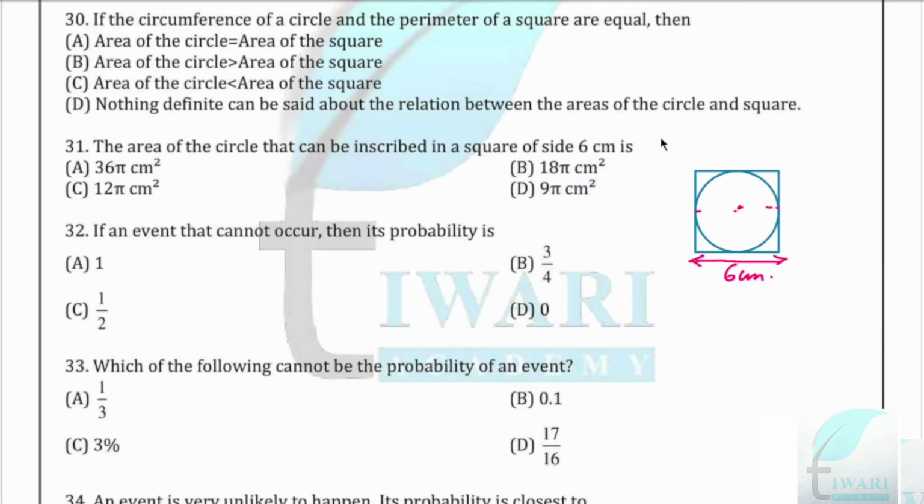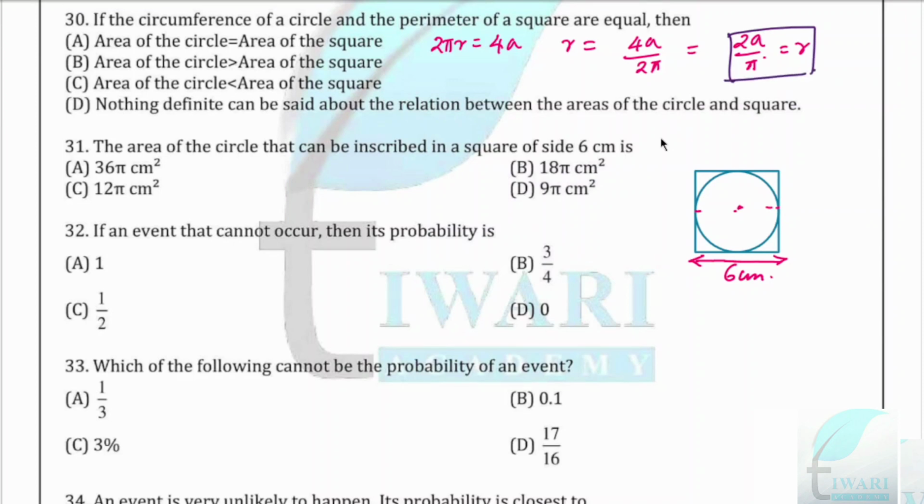Question number 30. If the circumference of the circle and the perimeter of the square are equal, which means the circumference of the circle is 2 pi r, which is equals to the perimeter of a square, that is 4a, then we need to take the relationship of r and a, that is r equals 4a by 2 pi, which will be equals to 2a by pi.